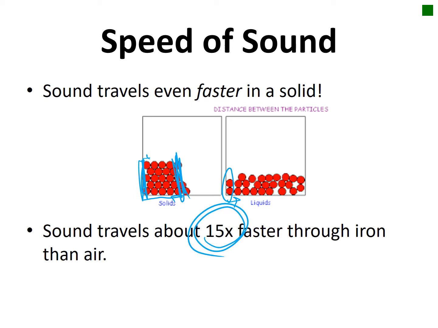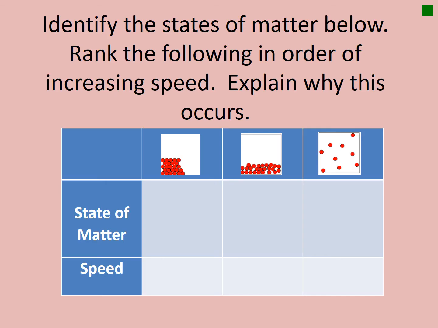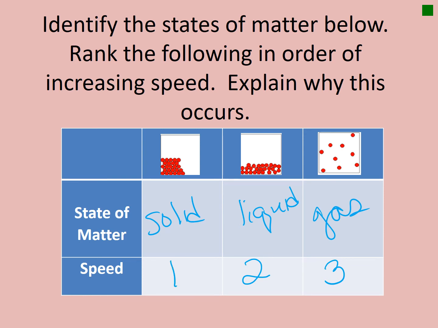So that's being iron, which is a solid, compared to air, which is a gas. So 15 times faster. All right, so now what I want you to do is identify the states of matter below. So this first guy is a solid, the second guy is a liquid, and the third image is a gas. Okay, and which one is the fastest? So rank the following in order of increasing speeds. So this would be the third, which would be gas, then comes liquid, and solid would be the fastest.